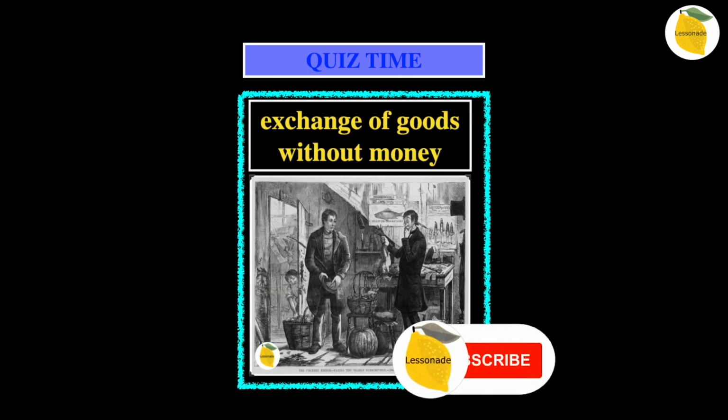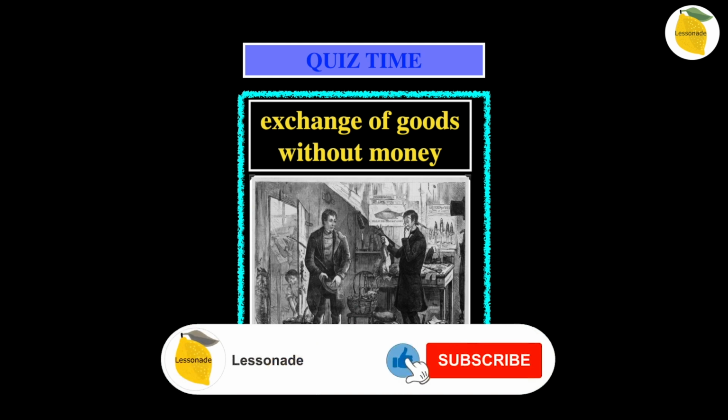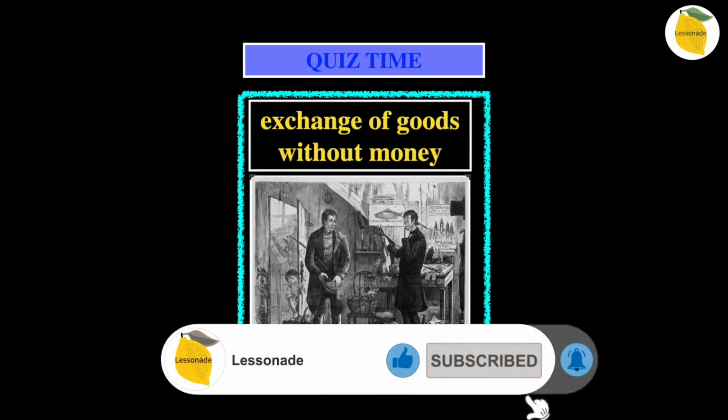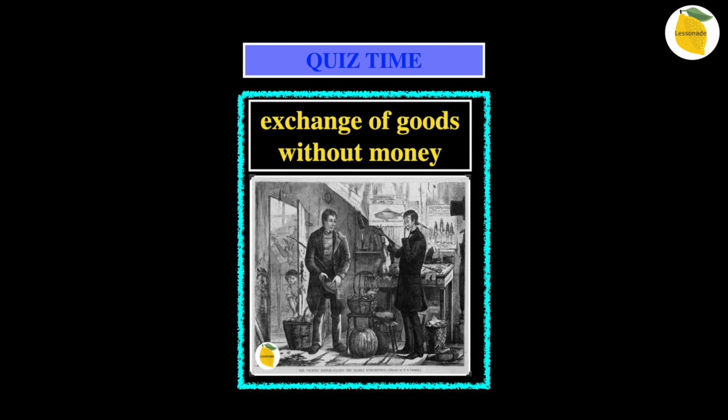The next one is exchange of goods without money. And in this picture, we can see two people that are exchanging goods without using any money at all. And that's question number 4. So that's all 4 questions done. Now, let's move on to the results to see how well we have done.